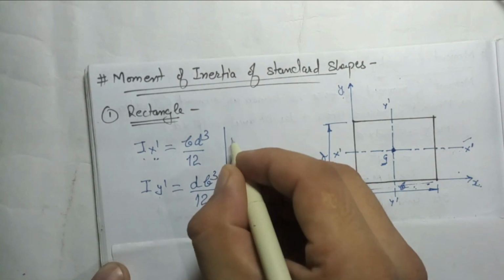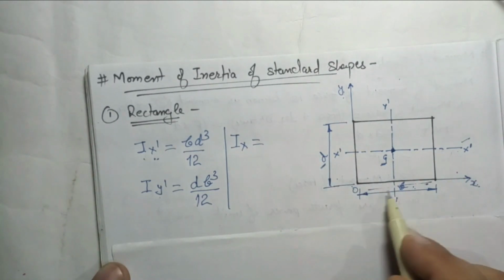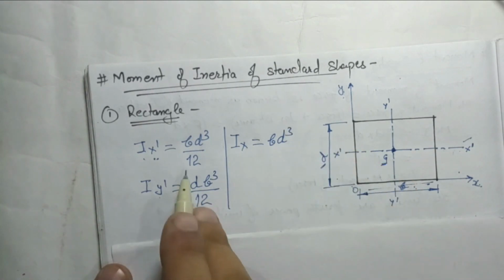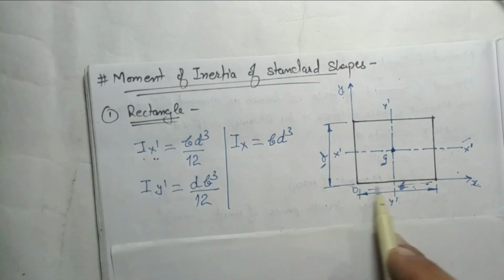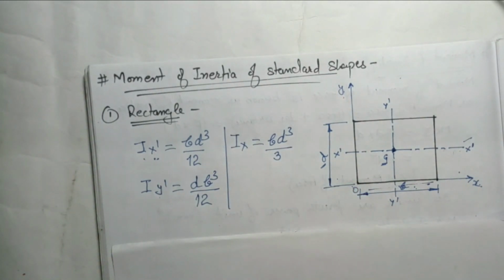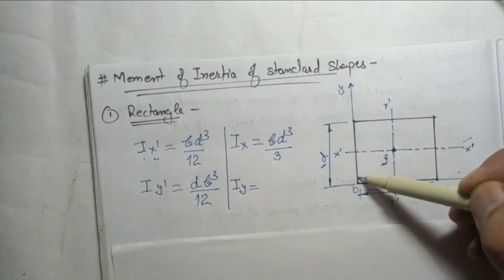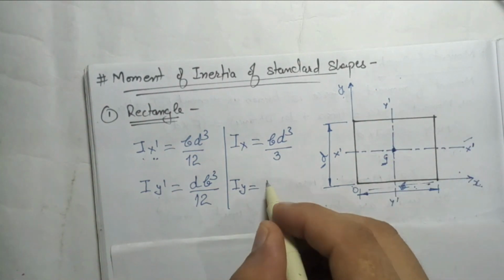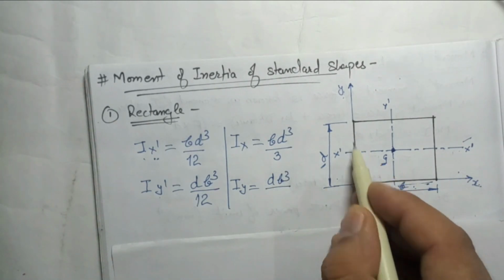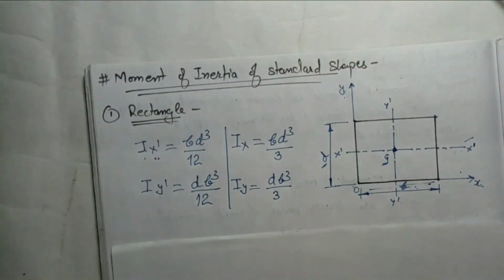What is that? If I have to say the moment of inertia about the x-axis, this axis, then it is again b d cube, same formula, the side parallel to the axis, but by 3. Same for the y-axis, we are calculating the moment of inertia about this axis. Now it will be the same d b cube. Why? Because d is parallel to the y-axis, so d b cube by 3. So this is for the rectangle.